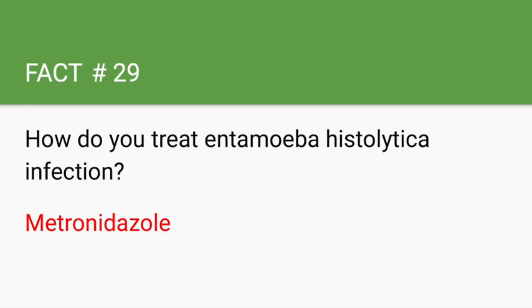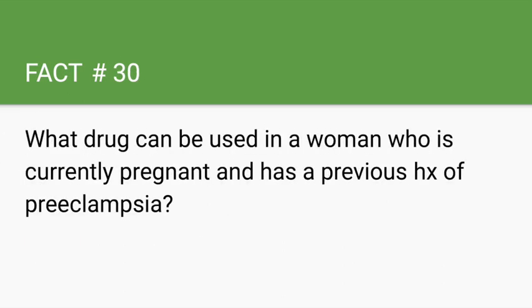What drug can be used in a woman who is currently pregnant and has a previous history of preeclampsia? Aspirin. Hypertensive disorders in pregnancy are extremely high yield, so they can be tested in so many different ways, especially with pharmacology. So I'll be releasing a video talking about this soon. Let's move on to fact number 31.